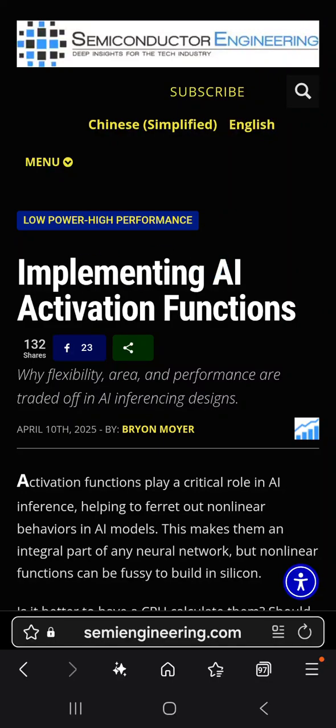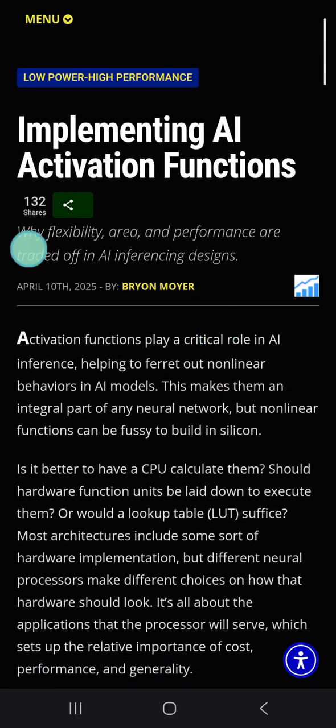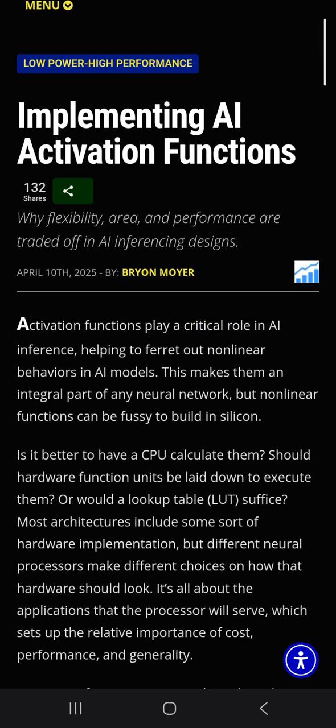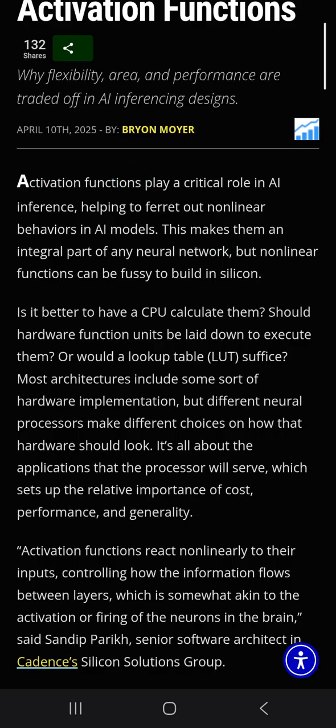Implementing AI activation functions. Why flexibility, area, and performance are traded off in AI inferencing designs. Activation functions play a critical role in AI inference, helping to ferret out nonlinear behaviors in AI models. This makes them an integral part of any neural network, but nonlinear functions can be fiddly to build into silicon.